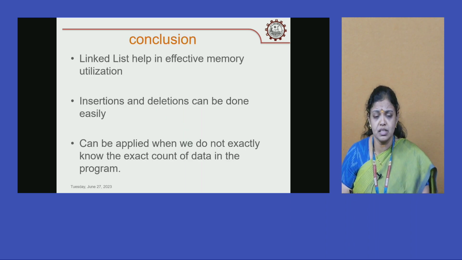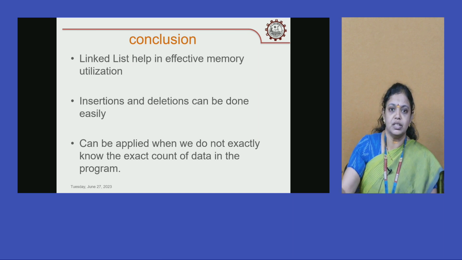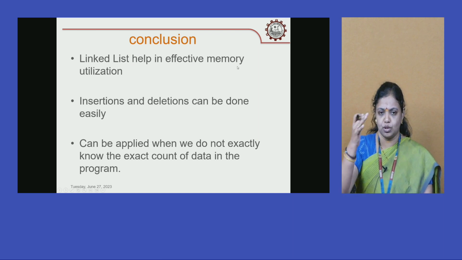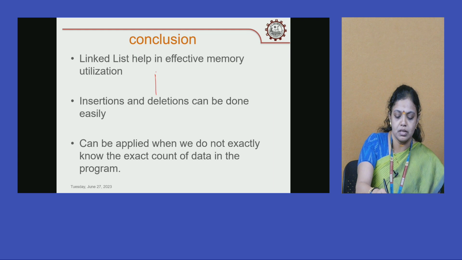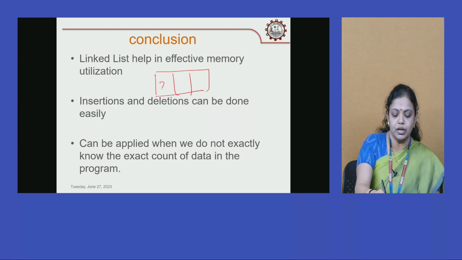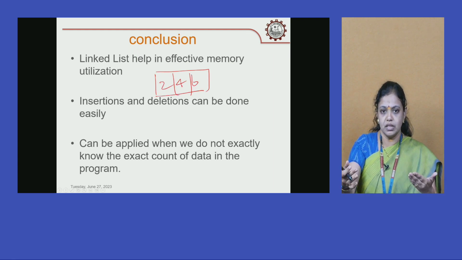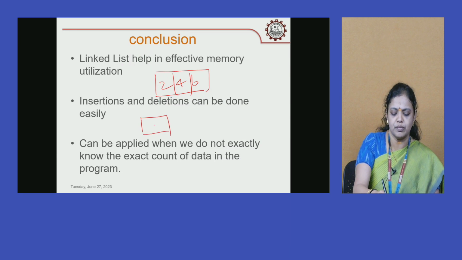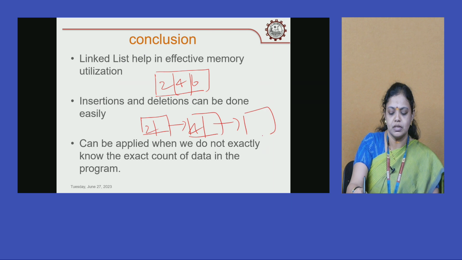So as I said, now the conclusion: effective memory utilization. Now come back to the same problem. This is my array, so I am storing 2, 4 and 6. Now convert the same thing into a linked list. So this is 2, this is 4, this is 6, right.